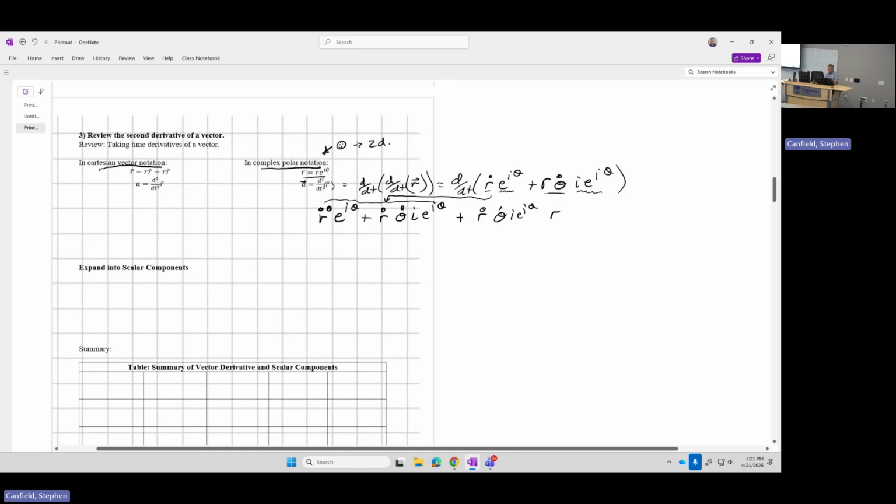Then I've got an r times the derivative of theta dot. That should add up, plus there, sorry. r times the derivative of theta dot, which is theta double dot, times the direction i e to the i theta. So far, so good.